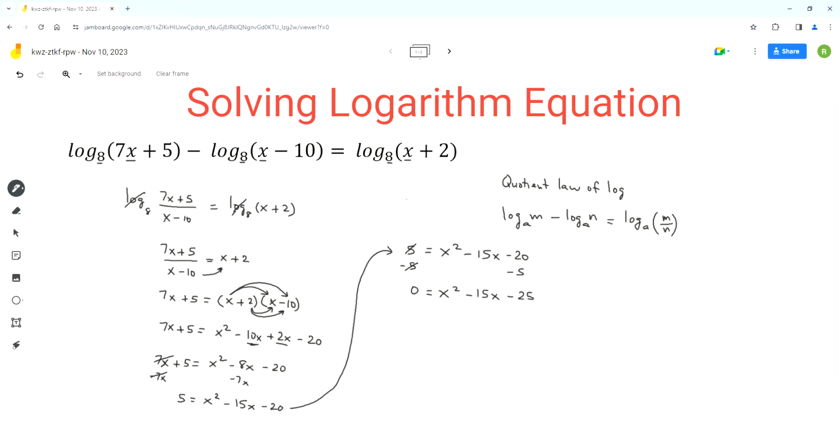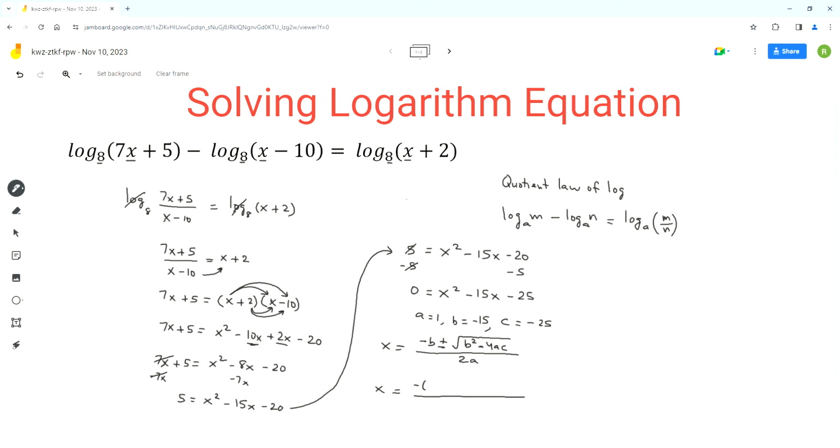Now this is a quadratic equation. We can use the quadratic formula. a is equal to 1, b is equal to negative 15, and c equals negative 25. If you remember, a, b and c represent the coefficients of the x squared, x and the number terms. So we can write the quadratic formula. The quadratic formula looks something like this: x equals negative b plus minus the square root of b squared minus 4ac, over 2a.